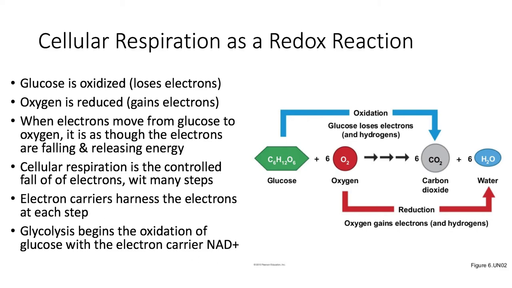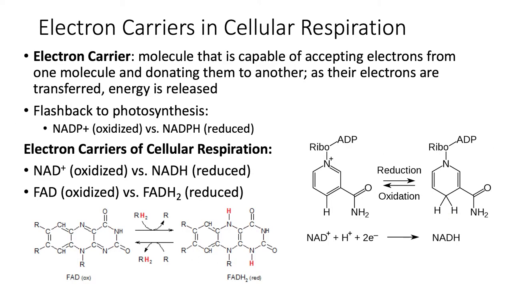So let's do a little review of electron carriers. An electron carrier is a molecule that is capable of accepting electrons from one molecule and donating them to another. As the electrons are transferred, energy is released.